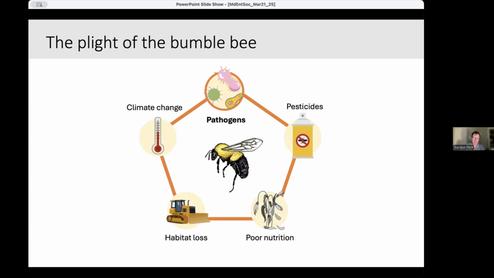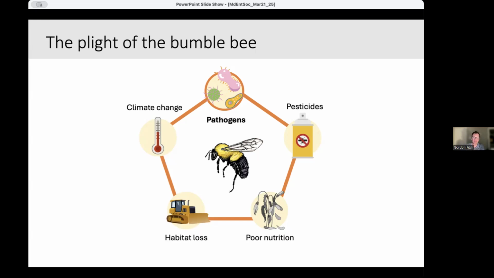Poor nutrition is brought about through the loss of flowers due to the expansion of industrial agriculture and urbanization. And that loss of habitat also leads to a loss of places to nest. So habitat for bees isn't just the flowers that they need, but also the bare ground or the cavities in plants and rocks and so on that they use to nest.